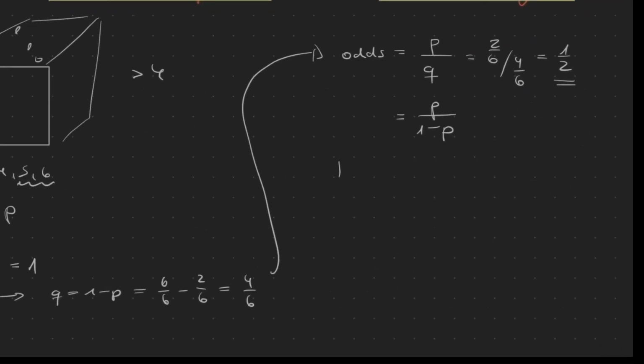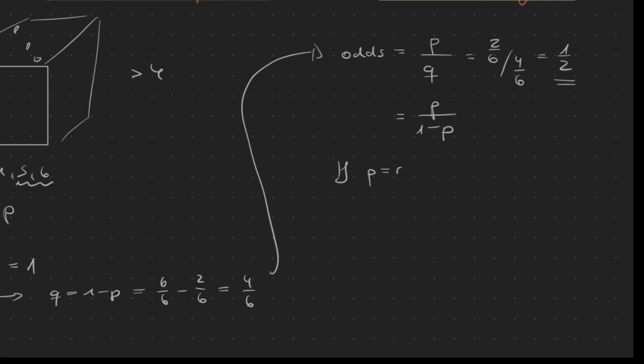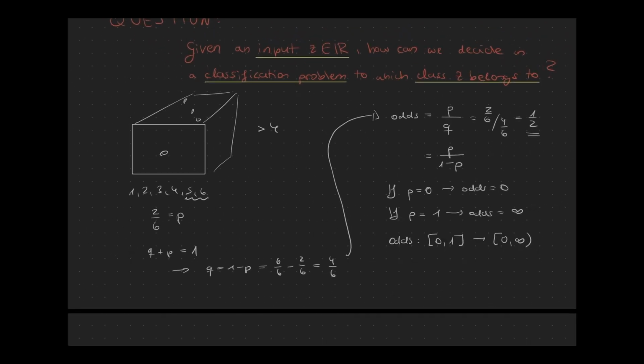And let us notice some properties of the odds. If p is equal to 0, the odds are also equal to 0. If p is equal to 1, the odds is equal to infinity, because we get 1 over 1 minus 1, and that's a 0, and 1 over 0 is infinity. So the odds, when we see it as a function, is mapping the input, which is a probability, going from 0 to 1, onto the space of 0 to infinity, which is not included.